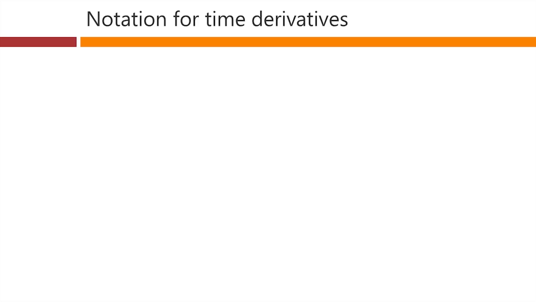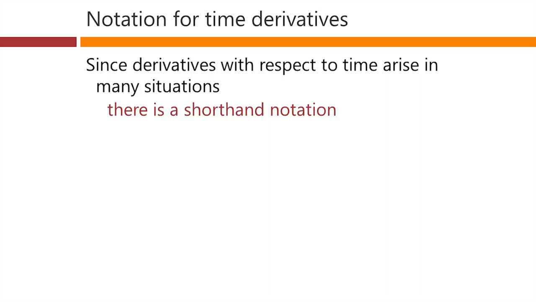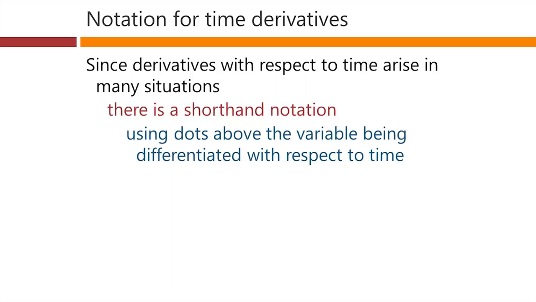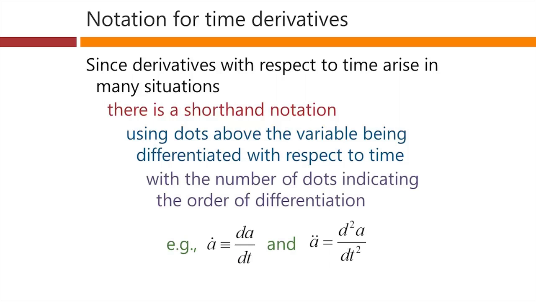Just one note here on time derivatives. We encounter time derivatives all the time in mathematics and physics, and as a result there is a shorthand notation we sometimes use, which is to put dots above the variable being differentiated with respect to time. The number of dots then indicates the order of differentiation. So dA by dt, the first-order derivative with respect to time of some variable a, we could write as a with one dot above it. And the second-order derivative of a with respect to time, we could write as an a with 2 dots above it. This is sometimes a dangerous notation because sometimes you don't notice the dots.